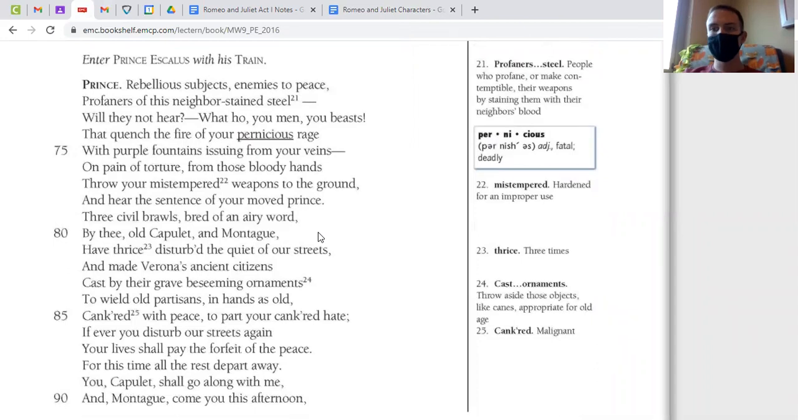So these two houses have been fighting for a really long time, right? It says ancient grudge at the very beginning in the prologue. It's one of those things where nobody knows why they started fighting. It's just been going on forever, so they keep it going. They hate each other because they hate each other, basically. There's no reason. The prince is done with it. He is sick and tired.